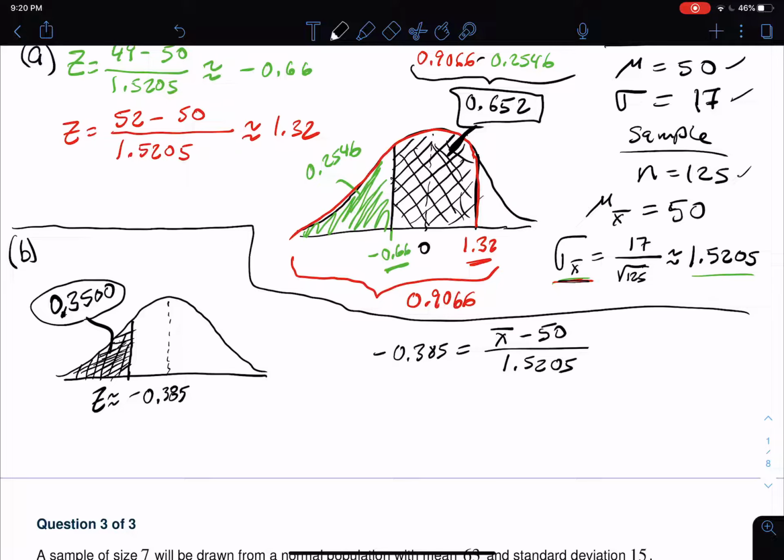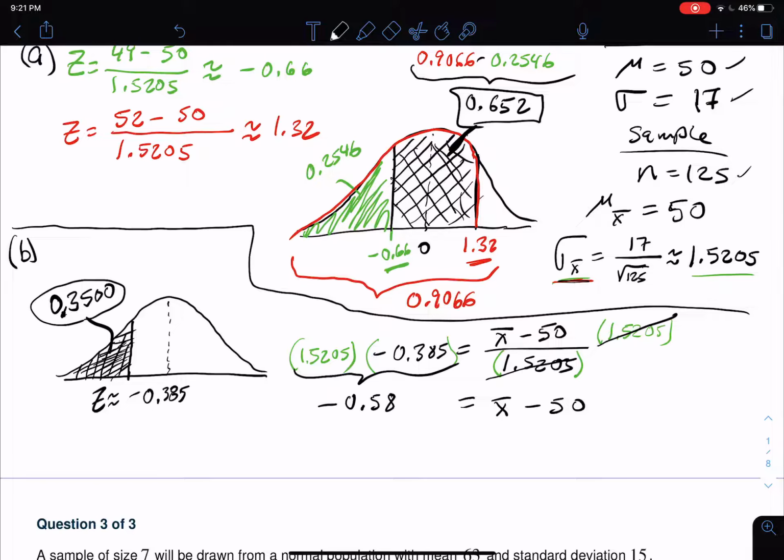Well, algebraically, we're going to multiply both sides by this denominator, clearing the fraction. So we multiply 1.5205 on the right, and you also have to multiply the same value, 1.5205, on the left. When you do that, common factors will reduce, leaving us with X bar minus 50. And on the left, we multiply these two values and we get approximately negative 0.5854.